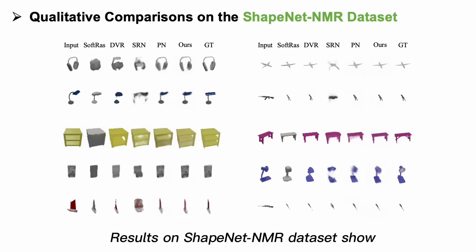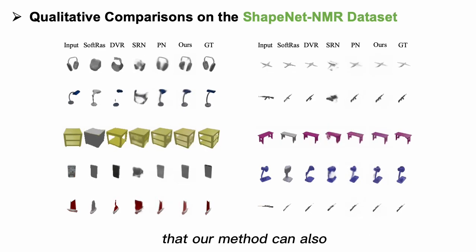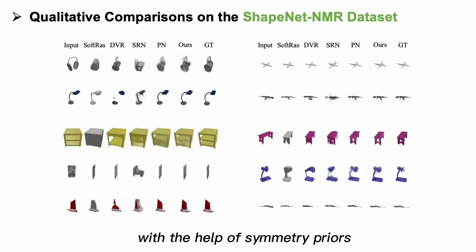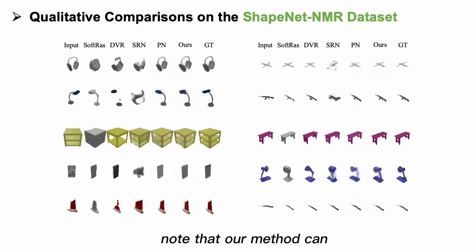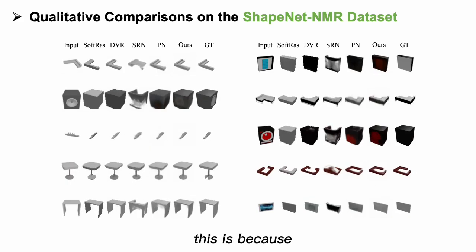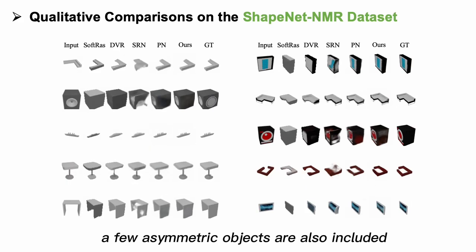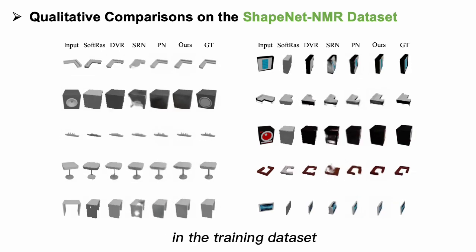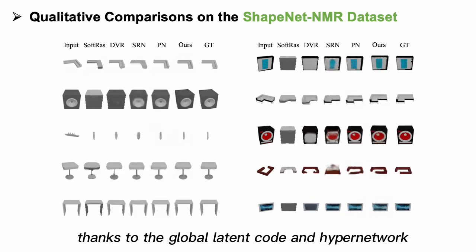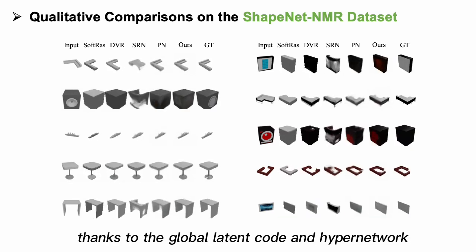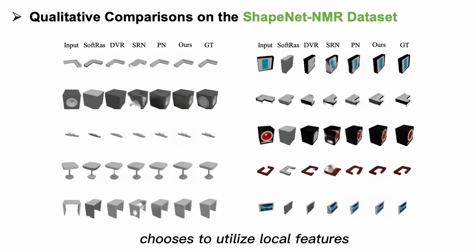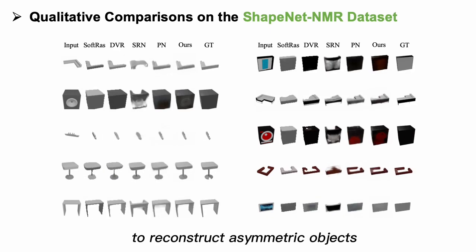Results on ShapeNet and NMR datasets show that our method can also handle out-of-distribution categories with the help of symmetry priors. Note that our method can also deal with objects that are not perfectly symmetric. This is because a few asymmetric objects are also included in the training dataset. Our model can perceive and recognize asymmetry thanks to the global latent code and hypernetwork. SymmNeRF therefore adaptively chooses to utilize local features to reconstruct asymmetric objects.